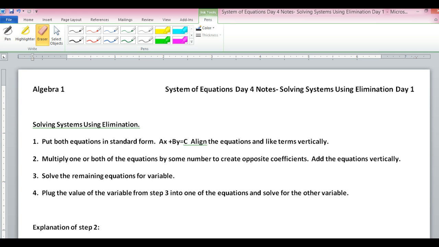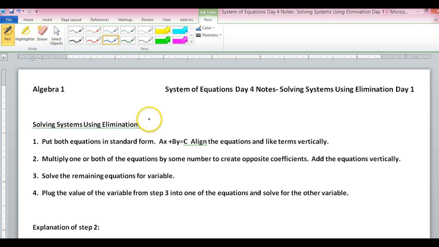Today we'll be learning a second method for solving systems, and that is elimination. The past few days we've been talking about substitution, and we use substitution when one of the variables is easy to get by itself, if not already by itself. So what happens if we cannot get one of the variables in one of the equations by itself? What we generally use is the elimination method.